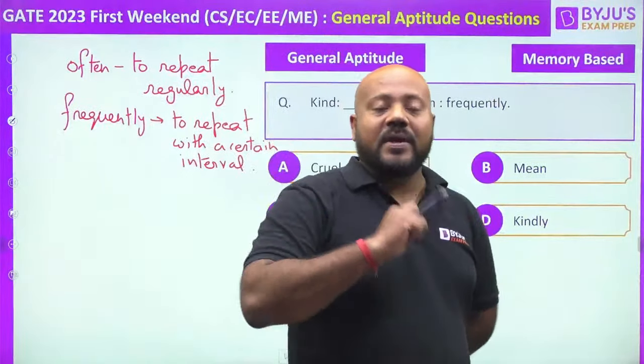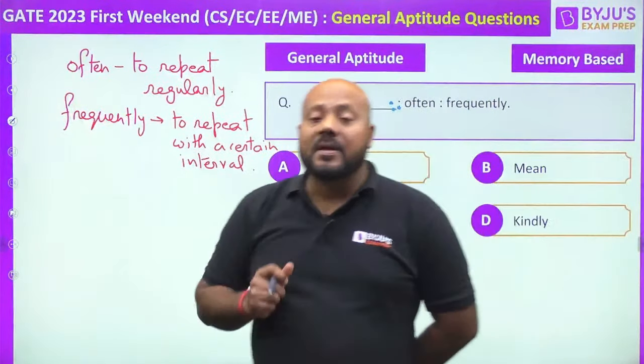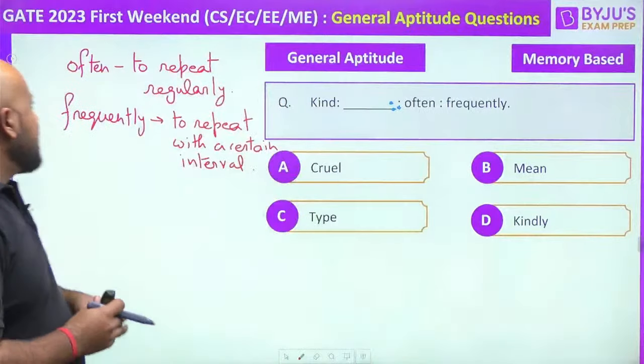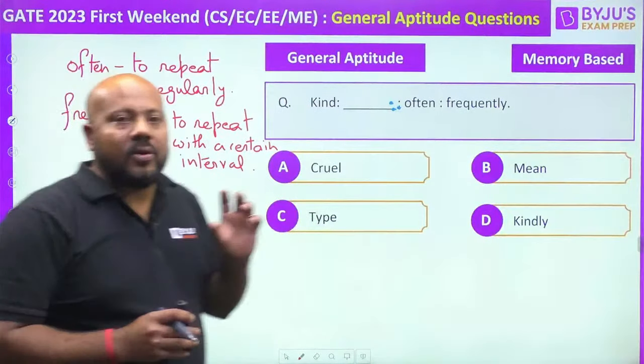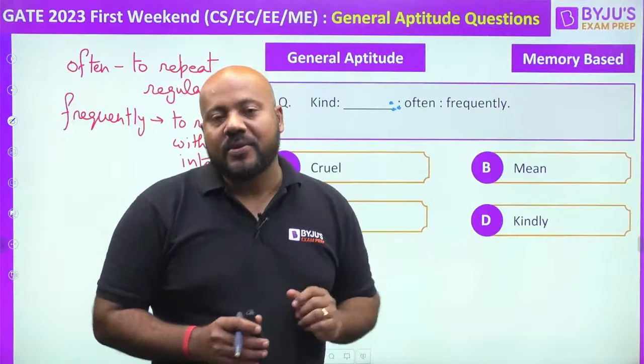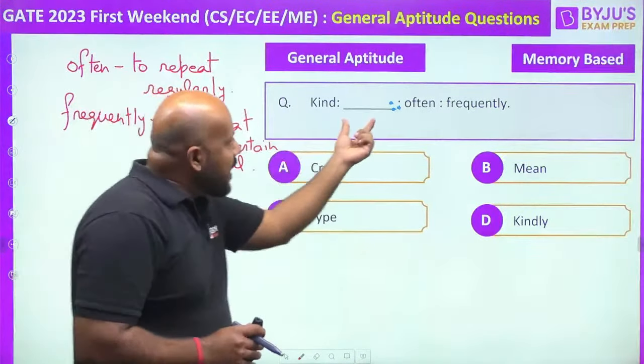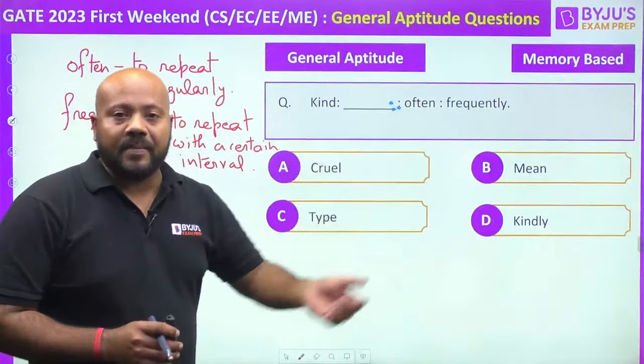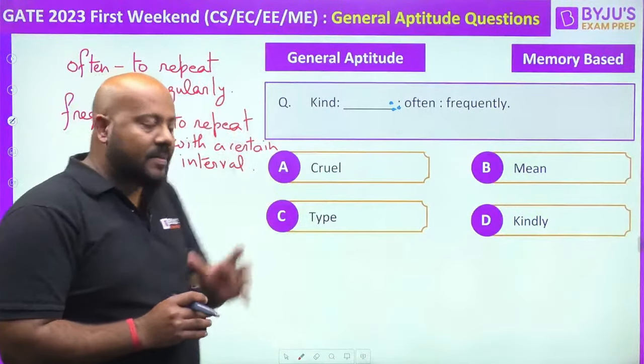Frequently is related to frequency. If frequency is there, time period is there. It means that often and frequently both are going to have the similar meaning. So they are like synonyms to each other. So we have to find the absent word which has the similar meaning to the word kind. Now what is the meaning of the word kind?